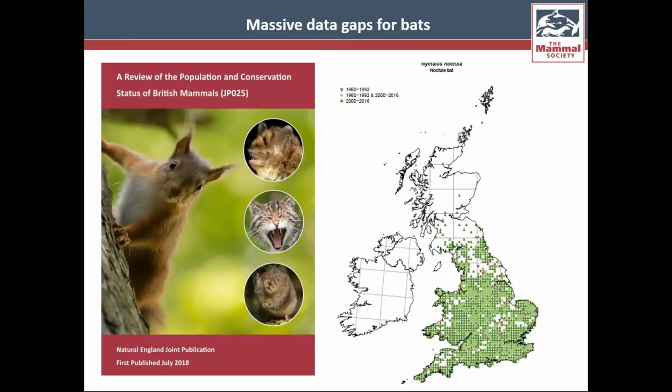And finally, at the moment, I think we're missing a huge opportunity to do something good for conservation, and also for development planning. So in the recent review that we've just done on the population status of British mammals, one of the things that's really obvious is that bats are extremely data poor. So if we look at this map of nocturnal bats, we've got massive gaps in the distribution for records. And I'm almost certain that we do have data there. It's just that it's hidden away in reports, locked away in places where it can never be accessed, it can never be used.